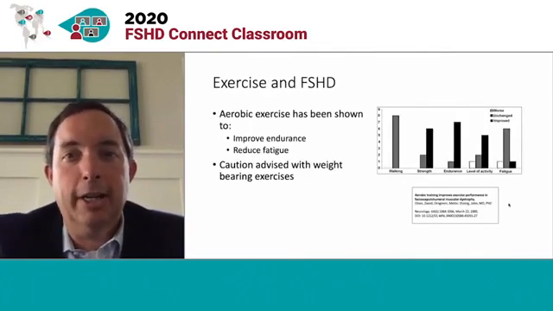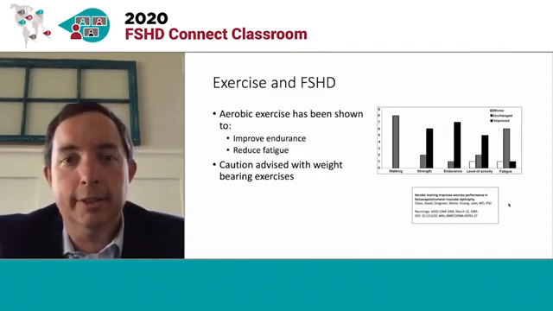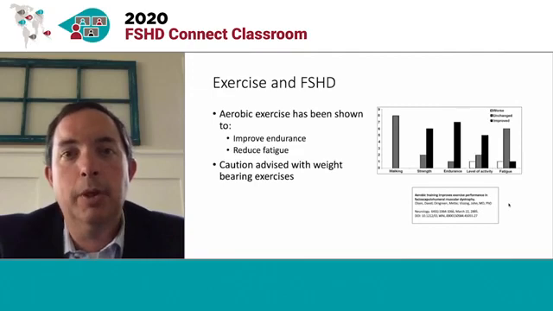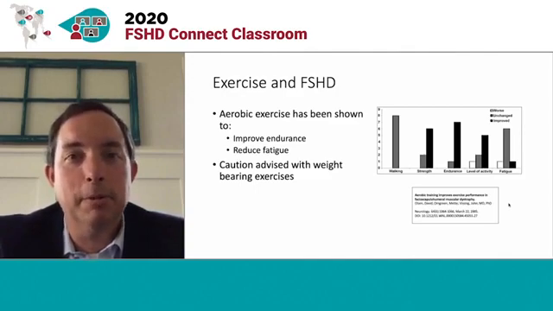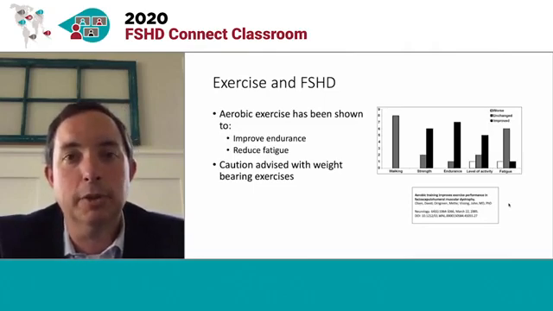Exercise in FSHD, hot topic. I get asked about this a lot. I think the take-home message is this. Aerobic exercise of moderate intensity has been shown to improve endurance and reduce fatigue. And so what does that mean? What is aerobic exercise of moderate intensity? That means that you should be feeling like you're exercising, you should break a sweat, you shouldn't be able to read War and Peace out loud when you're exercising at moderate intensity, but you shouldn't push it so hard that you can't get out of bed the next day because you're so sore. So you want to find that moderate intensity zone.